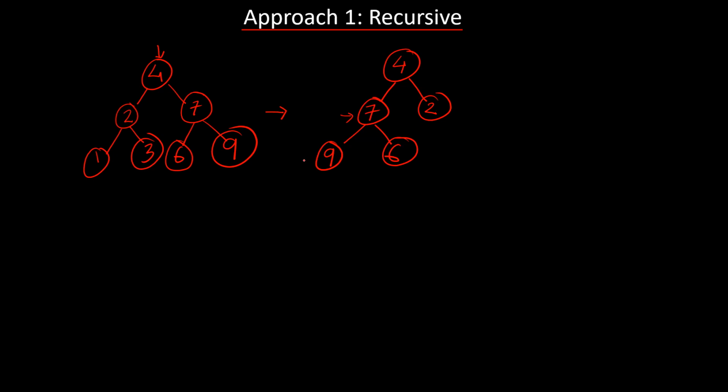Then come to the 9, there is no children, and 6, there is no children. Go back to the root and go to the right. 2 has 2 children, right? 1 and 3. So what we can do, we can swap, which is 3 and 1, and come to the 3, there is no children. Come to the 1, there is no children. So this is the inverted binary tree of the given tree, right?